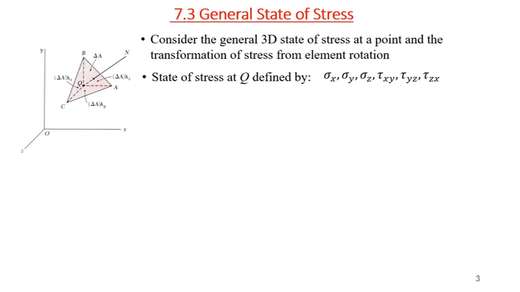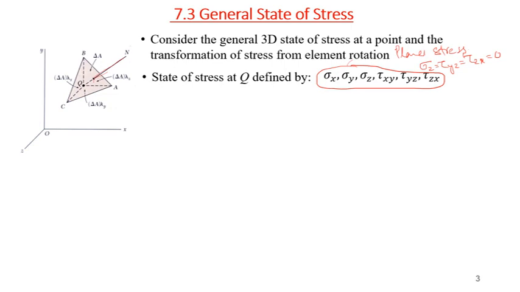Now, if you remember, for the case of plane stress, sigma z, tau yz, and tau zx will be 0. But over here we are talking about the general state of stress at point Q, and these are the areas. Let's take these areas as lambda x dA, lambda y dA, and lambda z dA. Basically, lambda is the direction cosine for the normal vector on the area ABC.